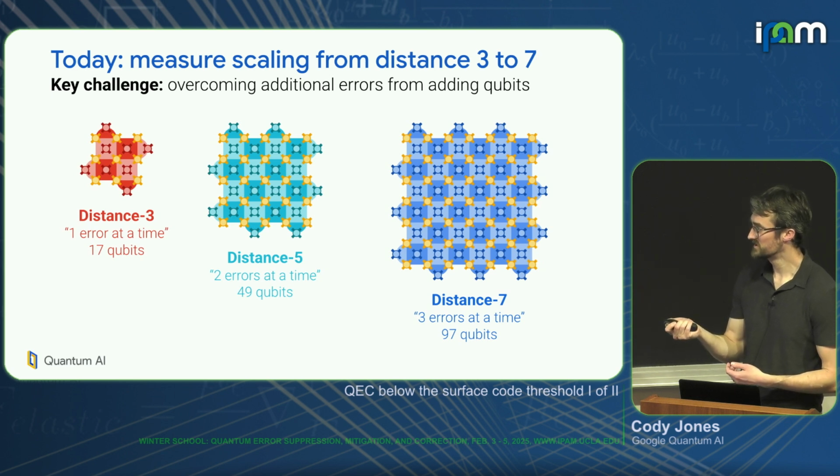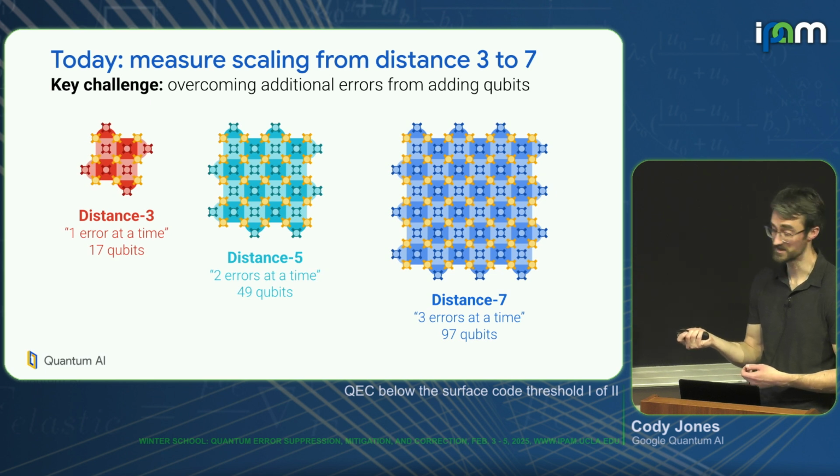So distance 3, distance 5, distance 7, remember that's the side length of this square for the yellow data qubits. And so at distance 3, we can say that in a certain error model, we are resilient to any single error happening at a time. And at distance 5, error suppression is improved. We're resilient to 2 errors, or at distance 7 to 3 errors.